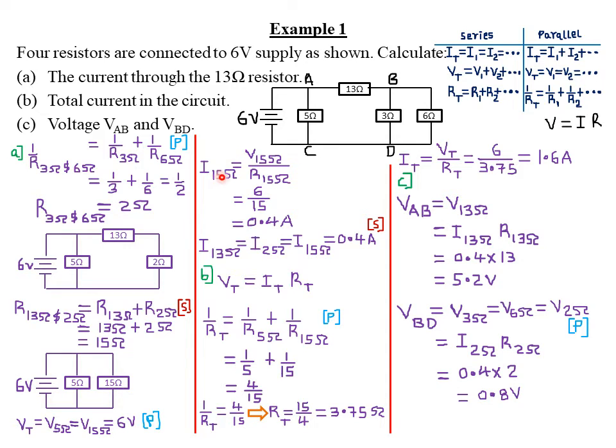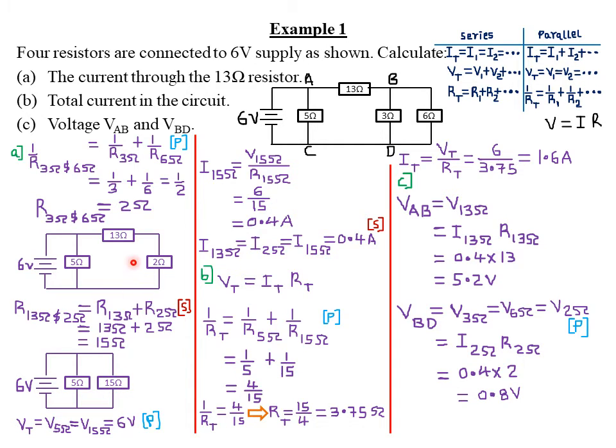So that means the current through the 15 ohm resistor is V, that is voltage through 15, over resistance through the 15 ohm resistor. So because the voltage through the 15 ohm resistor is 6 volts, if I substitute the values, I'll have V through the 15 ohm resistor being 6 divided by the resistance through the 15 ohm resistor, which of course is 15 ohm. Therefore, 6 divided by 15, I'll simply get 0.4 amperes. So this is the current that is flowing through the 15 ohm resistor.